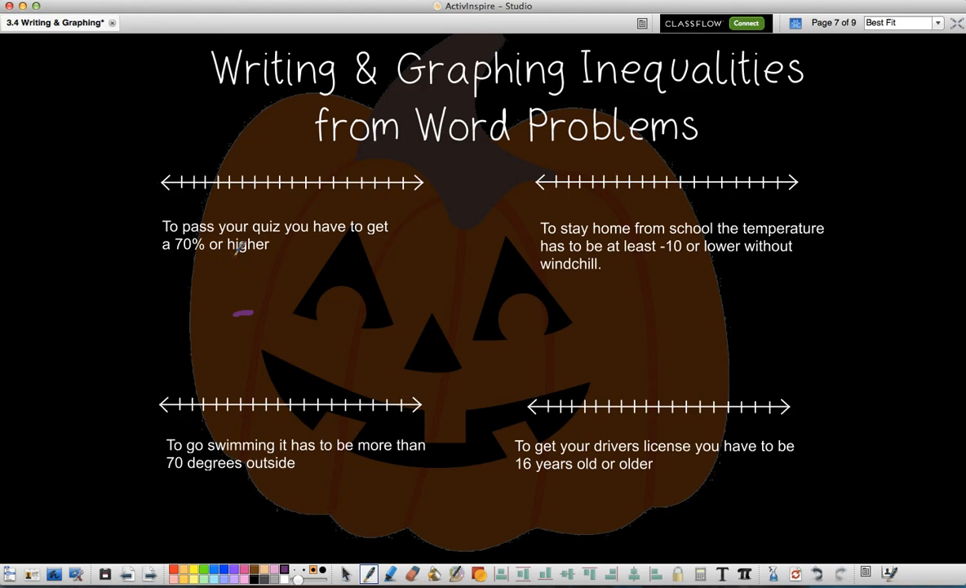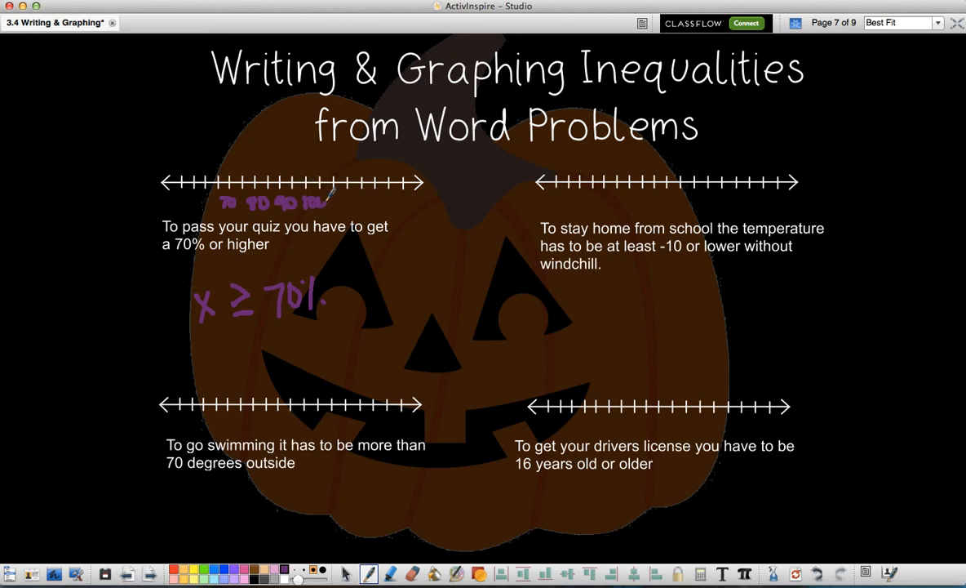It's easier to write the inequality and then graph it instead of really kind of working your way through the problem twice. So to pass it, you have to get a 70% or higher. So higher tells me that it has to be greater than 70. So your score of x has to be greater than or equal to 70%. So to plot that, I'm going to put 70 here, and we'll go 80 here, 90, so I'm skipping 2 every time.